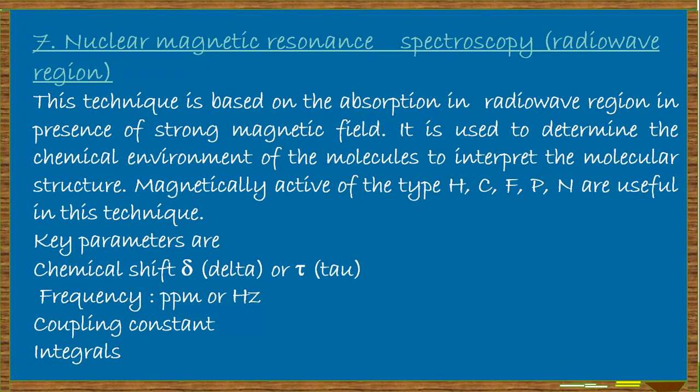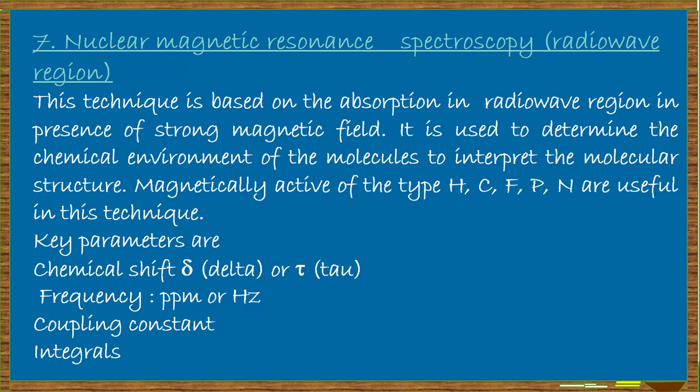Then the last one is the nuclear magnetic resonance spectroscopy, radio wave region. Here we use the radio waves. This technique is based on the absorption in radio wave region in presence of strong magnetic field. It is used to determine the chemical environment of the molecules to interpret the molecular structure.